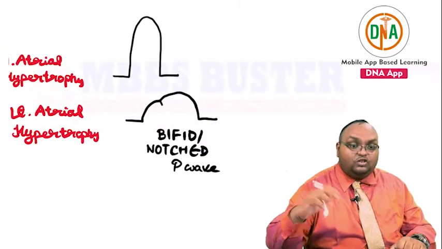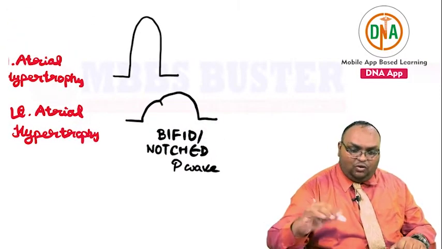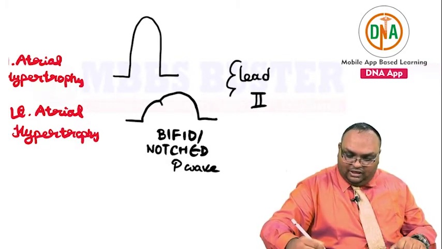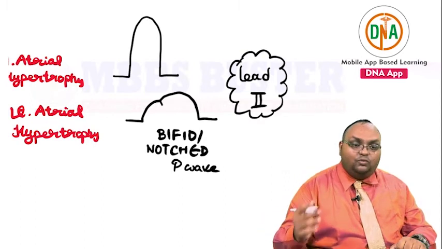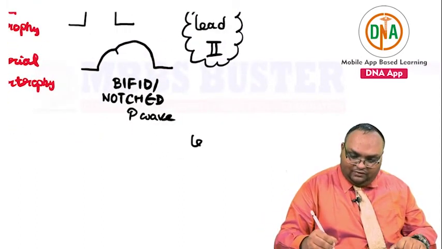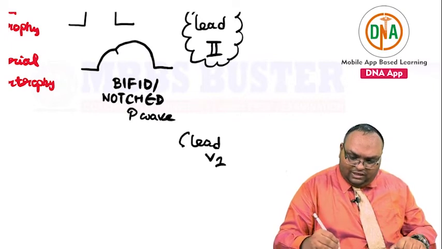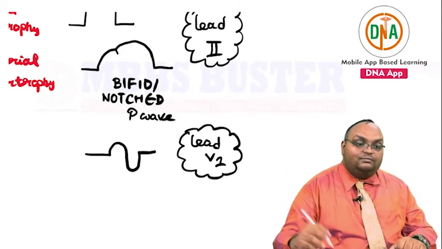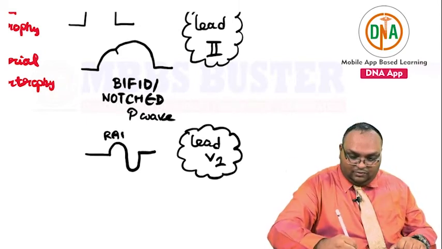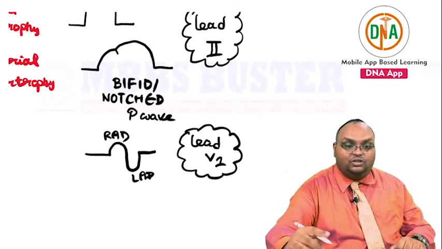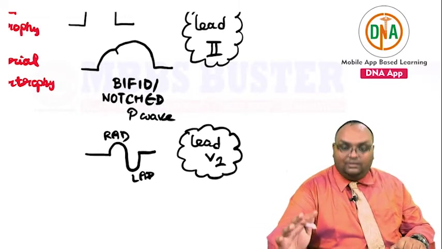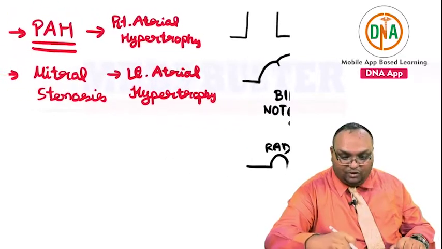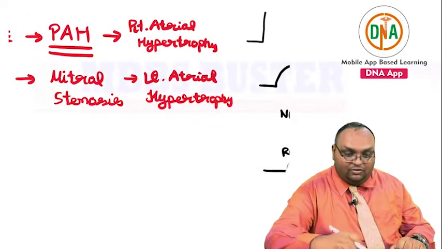You see, you have a bifid or notched P wave, and of course, all these findings I am pertaining to are seen in lead 2. But in case of a left atrial hypertrophy, if you look at lead V1, you might also see a biphasic P wave, something like this. This would indicate the right atrial depolarization, and this would indicate the left atrial depolarization, and that would be seen in lead V1, especially in P mitrale associated with mitral stenosis.